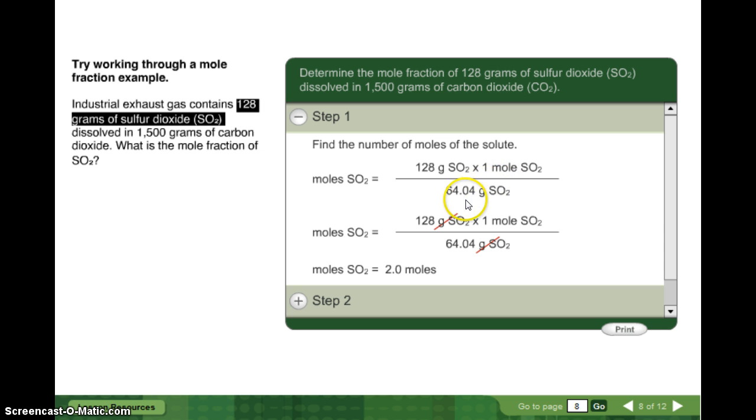And then we need to figure out what the molar mass of SO2 is. So you look on your periodic table, the molar mass of SO2 is 64.04 grams, and then we do our math, and it ends up being 2 moles. So this one is set up as 1 fraction. I'm going to show it in our notes as set up as 2 fractions.